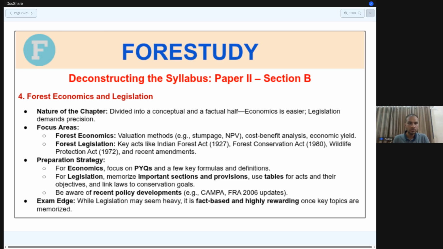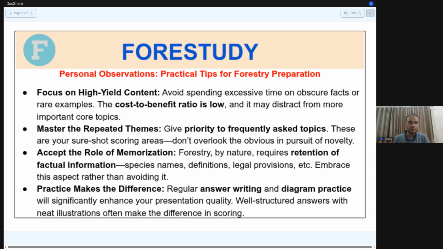So I will advise that you prepare short notes related to each act, prepare some mnemonics, prepare flashcards, try to remember these important sections and provisions, and recreate them well in the exam. You are good to go. So this was the discussion related to paper 2.